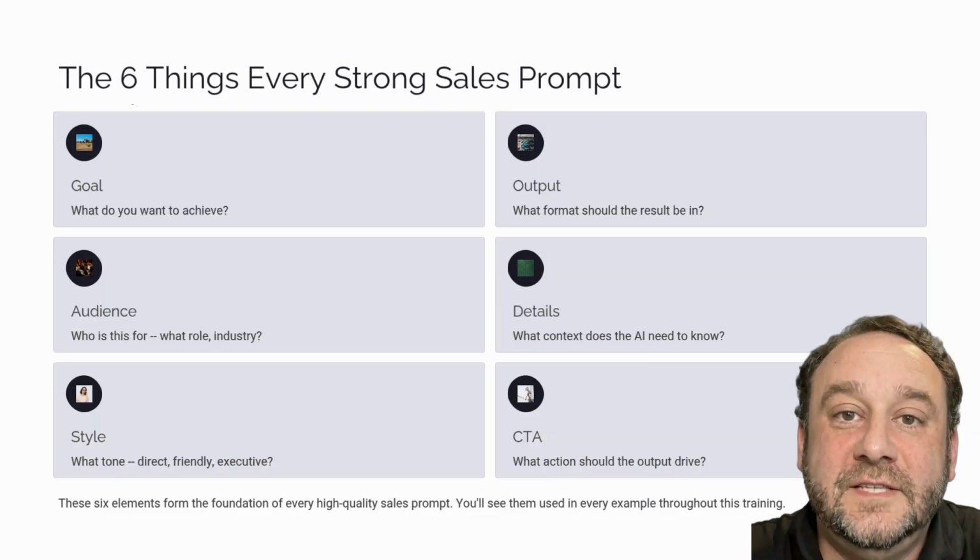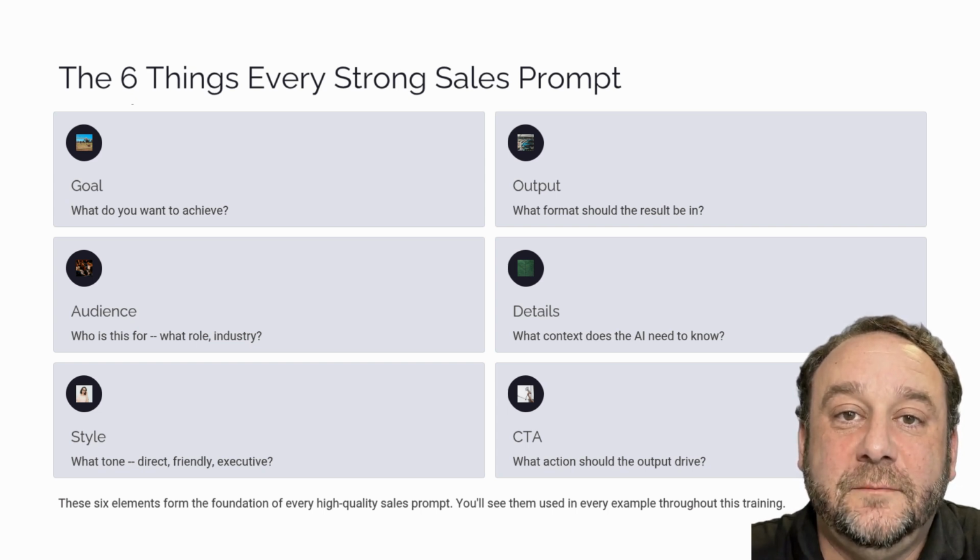A strong sales prompt usually includes 6 core elements. First, the goal. What are you trying to achieve? Second, the output. What do you want the AI to create? Third, the audience. Who is this for? Fourth, the details. What do you sell? What problem do you solve and what context matters? Fifth, the style. What tone or format should the output follow? And finally, the CTA. What action do you want the recipient to take?